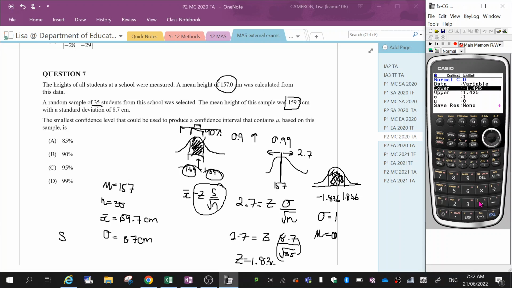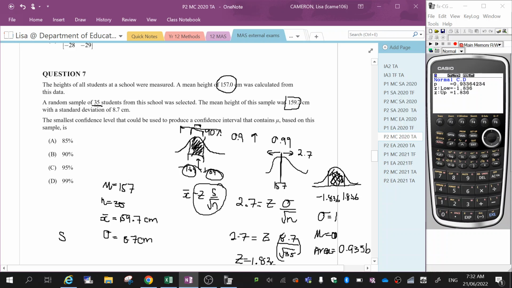Okay, so now we're going to go lower, negative 1.836, execute, 1.836, execute, mean is 0, standard deviation is 1, execute, and that gives me a probability or an area equals 0.9336 if I round to 4 decimal places. Or I could say the probability of that is 93.36%.